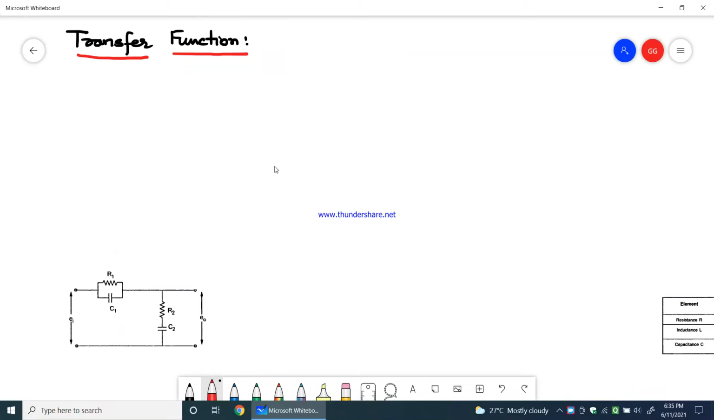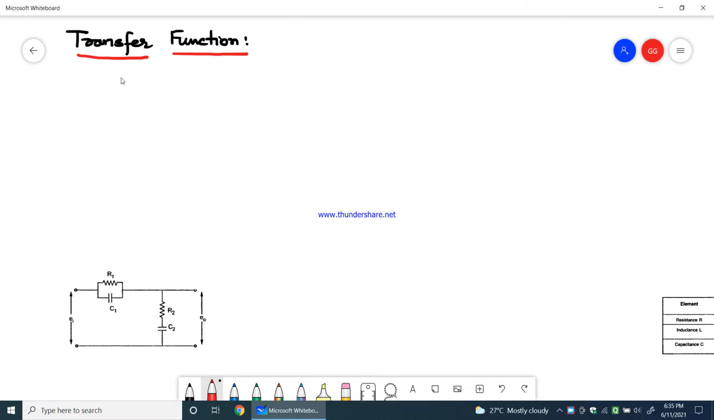In this video, we will see how to find out the transfer function for any given electrical network. I think the knowledge of transfer function is very important for you to use it in block diagram reduction techniques that we come across in control systems. So today we'll learn transfer function in this video, and how to find out the transfer function for any given electrical network.